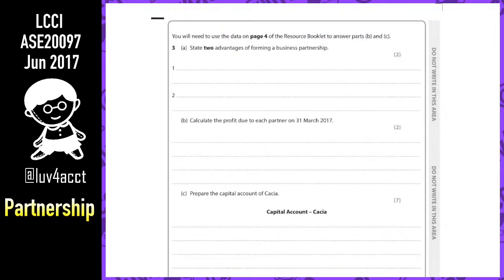State 2 advantages of forming a business partnership. Okay, you can have more equity when compared to a sole trader. Okay, you can have shared workload.